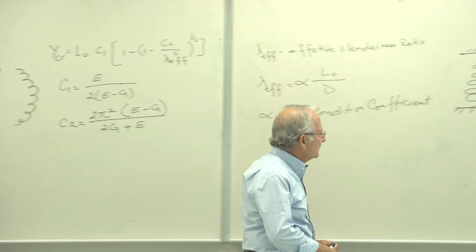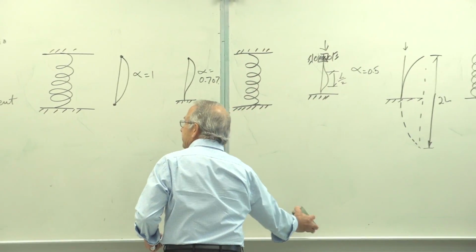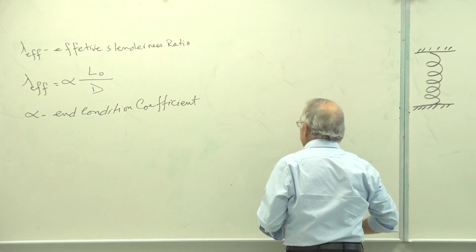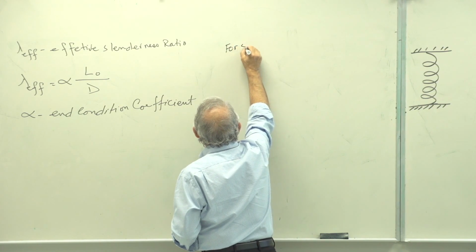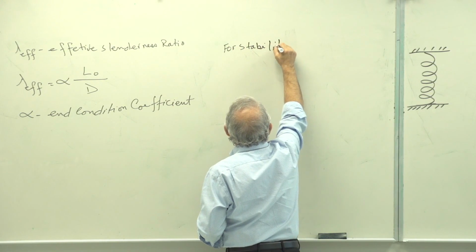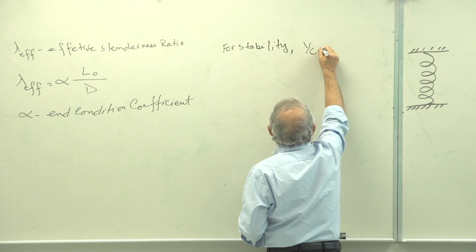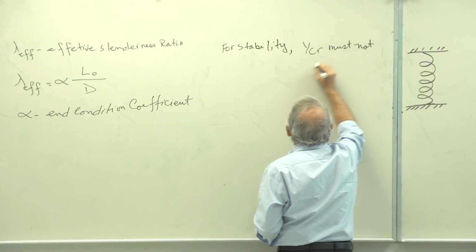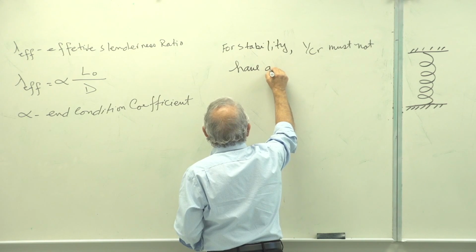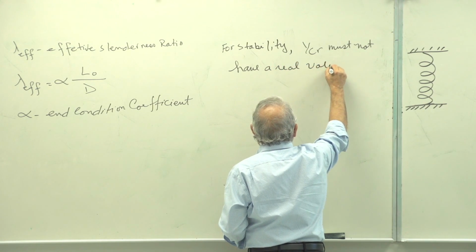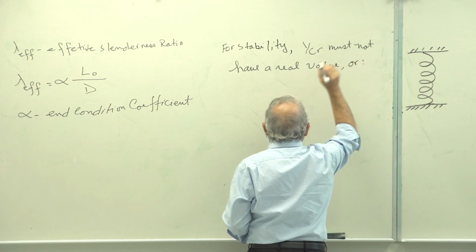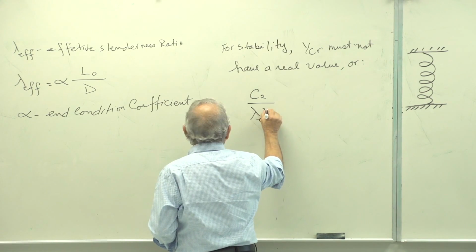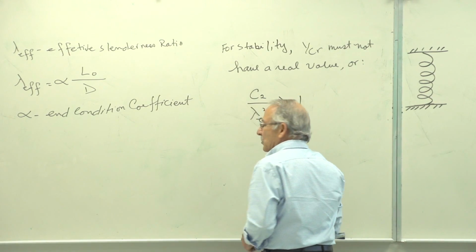Meaning that you must make sure, for stability, Y critical must not have a real value, or C2 over lambda effective squared must be greater than 1.